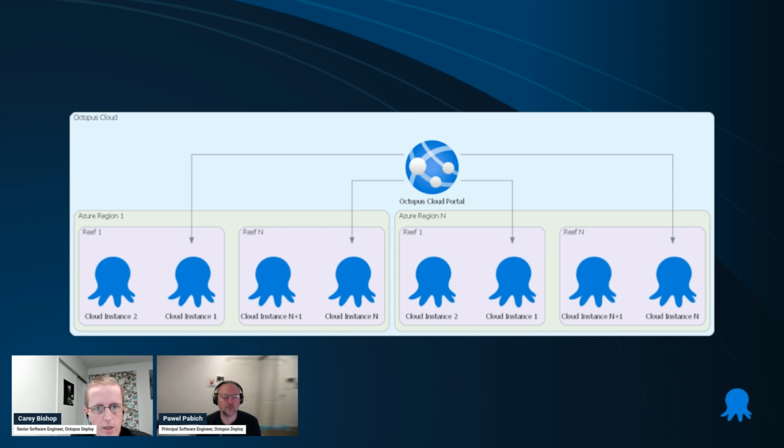So this is what that looks like in a more graphical form. We have an internal tool called Octopus Cloud Portal that's responsible for managing all this infrastructure. Here you can see 2 different Azure regions with a couple of reefs in each region and a couple of cloud instances in each reef. Obviously, the number of cloud instances can differ, but this is just an example of what it looks like.